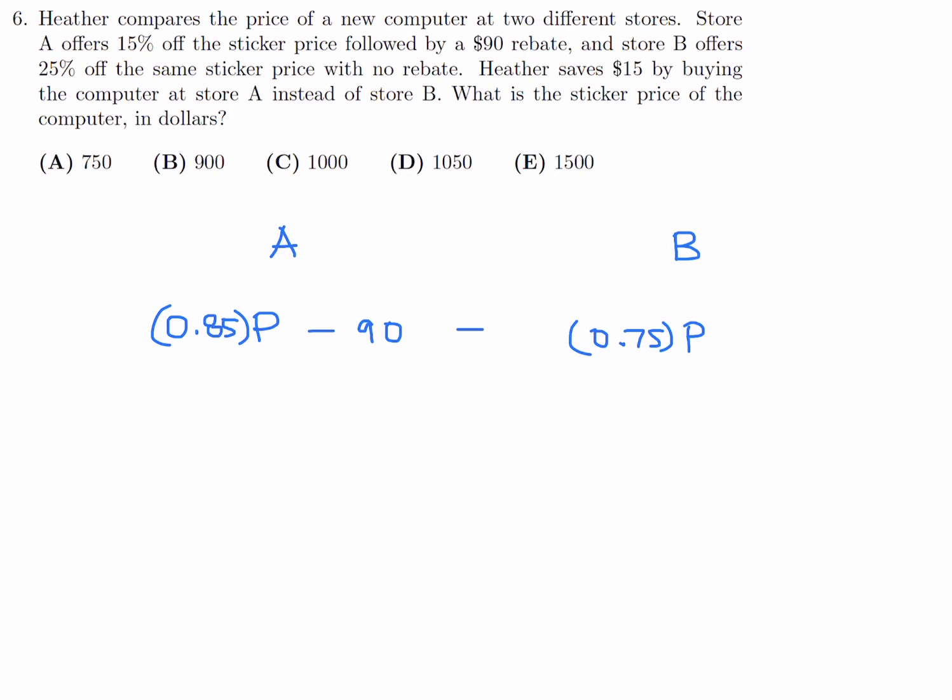And they're telling me that in comparison, this is $15 less. So if you were to make this an equation, I'd have to put minus 15 there. And there you go. That's the mathematical equation that we have to solve to get the value for P. All right, bring everything with P on one side and get 0.1 P. And then bring the numbers on one side and you get 75. And then dividing through by 0.1, you get P equal to 750. And there you go. So number 6, the answer is A.